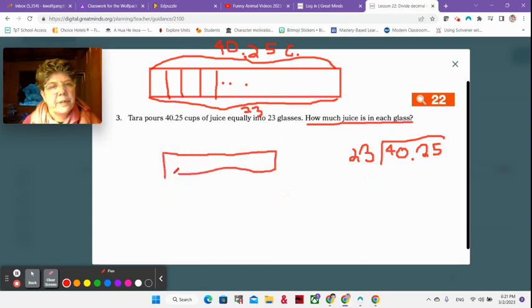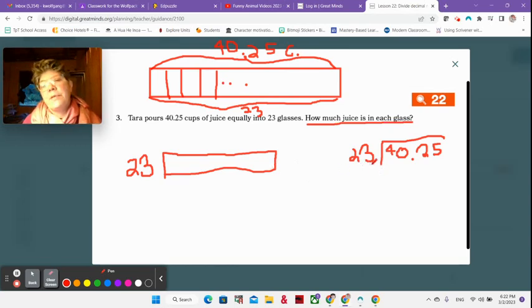And here's an area model. And we know we're dividing by 23. Okay, and we're going to put the chunks that we're cutting off in here, and then the answer, the quotient, is going to land on top. Okay, so we're going to leave it like that for now.